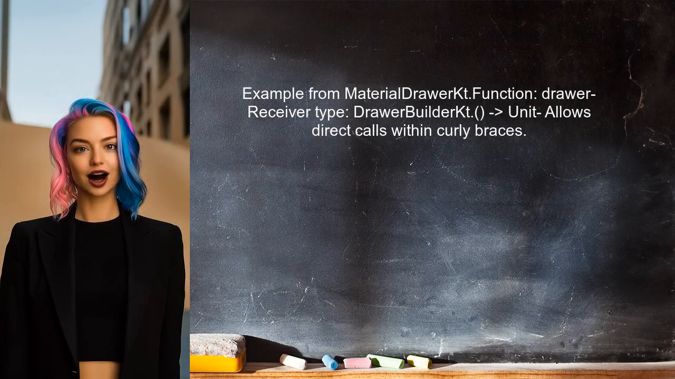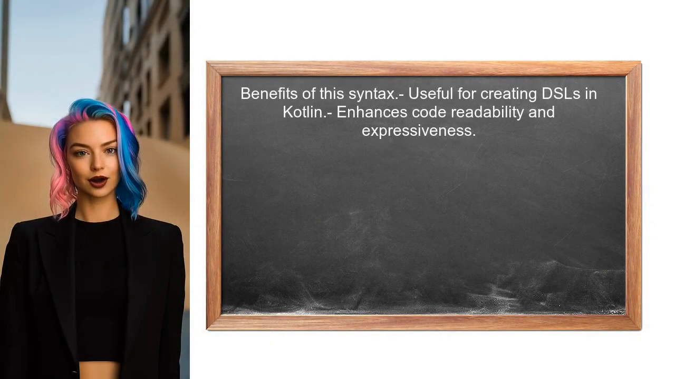Next, in the Material Drawer KT example, the drawer function is defined with a receiver type of DrawerBuilderKT. This allows the user to call the setup function directly within the curly braces without needing to pass it as an argument. This syntax is particularly useful for creating DSLs, or domain-specific languages, in Kotlin. It allows for more readable and expressive code, making it easier for users to configure objects.